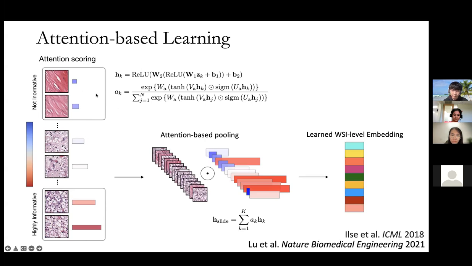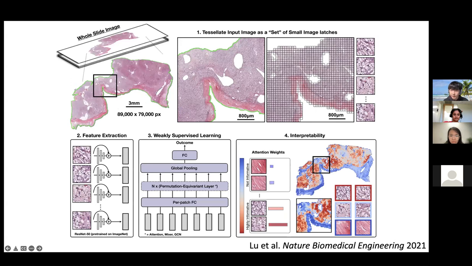So to summarize, we take the image patches within the tissue regions, embed them with a pre-trained encoder, assess the relative importance using an attention module, and then aggregate them into a single slide level representation by taking their convex combination using the attention scores as weights. And then the network finally makes prediction for the entire slide based on this compact slide level representation.